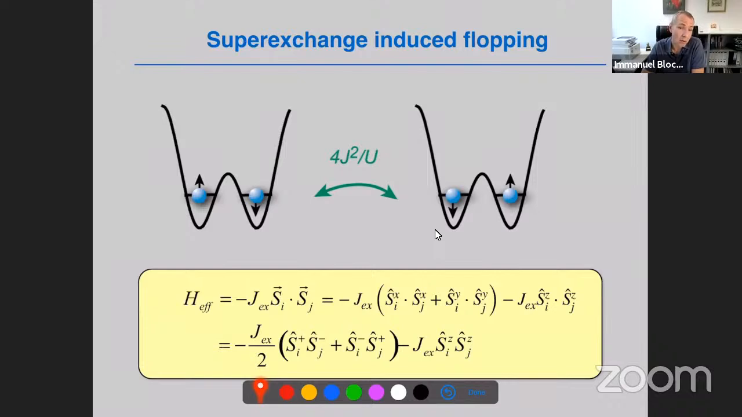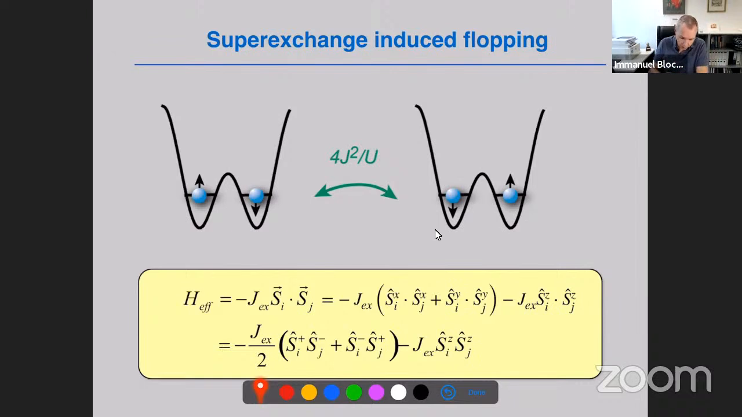And depending on whether you have bosons or fermions, you get a ferromagnetic or an antiferromagnetic model. So for bosons, you get ferromagnetic interactions. So this J exchange would be positive. And for fermions, you get an antiferromagnetic model where this J exchange would be negative. So there the spins would tend to prefer to anti-align.